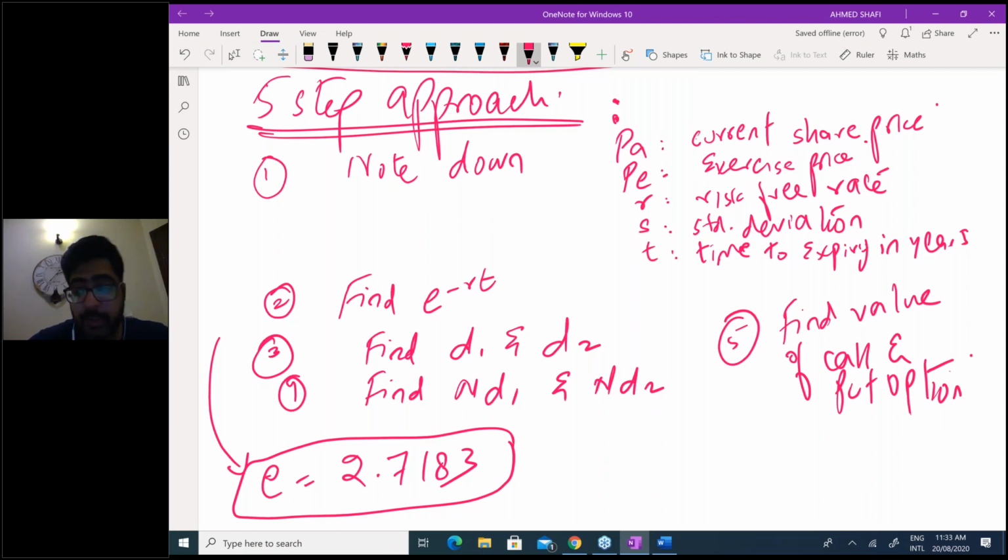Okay. Now, after step 1 and 2, things are a bit complicated as far as formulas are concerned. PA, PE, S, T are given in the question. Exponential value minus RT, we found that as well. Now step 3, 4, 5: how to find D1, D2, the distribution values.